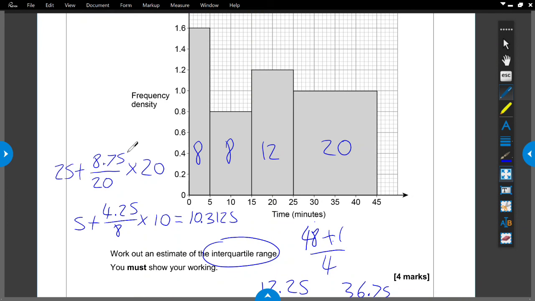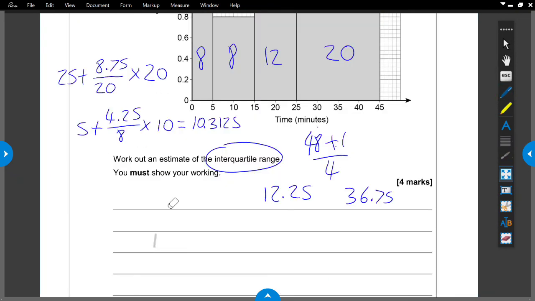Just to go over what we're doing again, we've worked out the frequency within this class, so we're 8.75 within it. And we're working out a fraction, so this is how far through we are. For example, if I had 10 people and I was looking at the 5th value, then that's going to be the 5th out of 10 in total, or halfway through. And we're timesing that fraction by the class width to work out how far along we are, adding that to 25 because we want to add that distance on. And that gives us 33.75, which is our upper quartile.